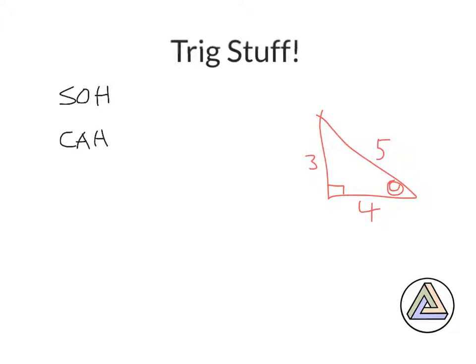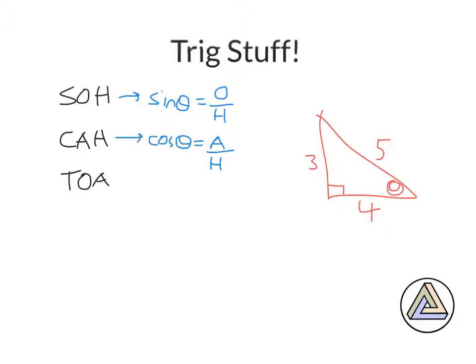It's kind of an interesting word, easy to memorize, and basically what this means is SOH stands for the sine of theta equals opposite over hypotenuse. So the S in sine and then OH. And cosine of theta, and I'll explain what this means in a moment, equals adjacent over hypotenuse, and the tangent of theta equals opposite over adjacent.